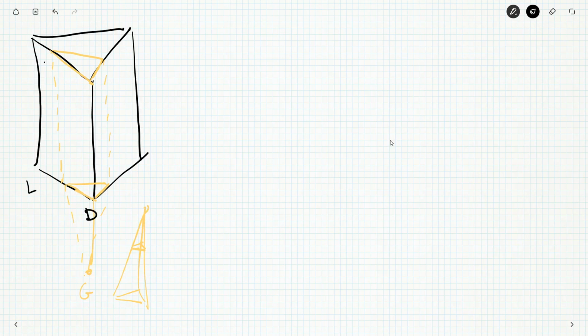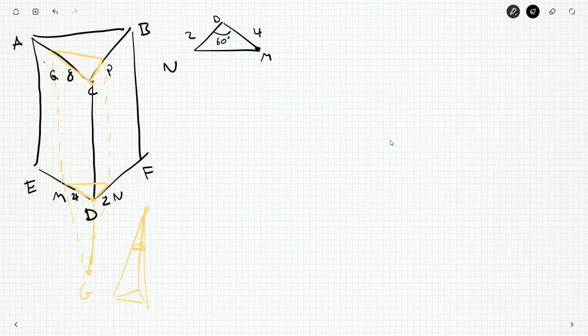So we got D, E, F, I think it was M here, N here, P here, Q here, C. I don't imagine we'll actually have to be using A and B, but there's everything. We know this is 8, this is 4, this is 2. Okay. So, if I take a look, we got 60 degrees here at D, M is 4, N is 2.